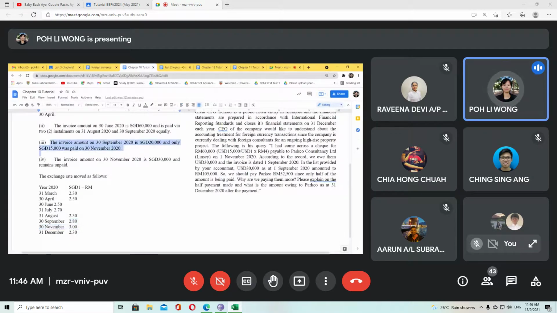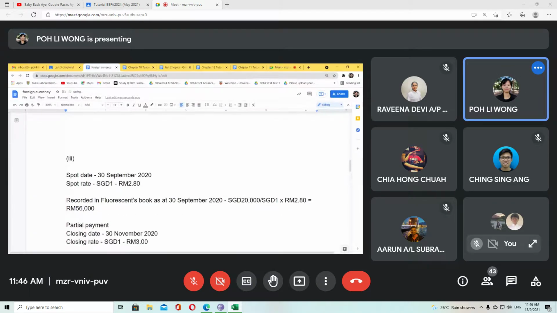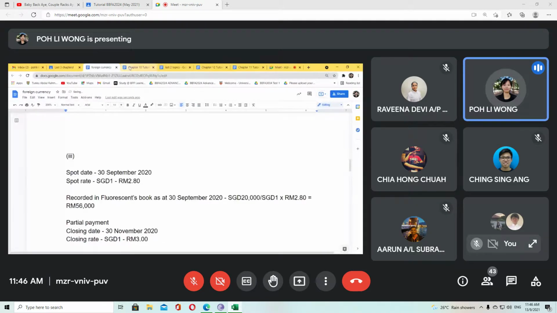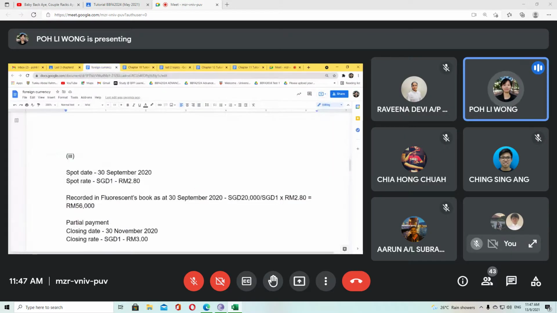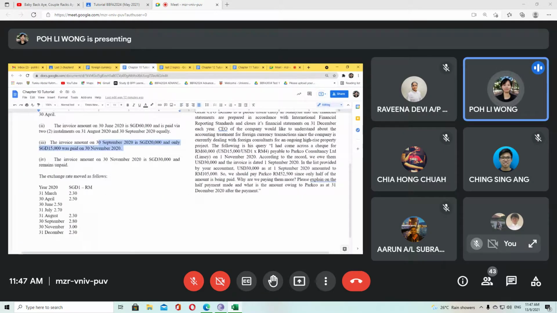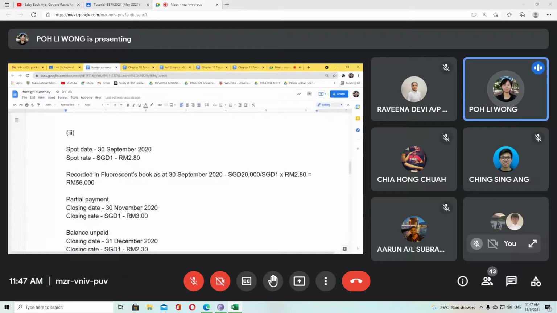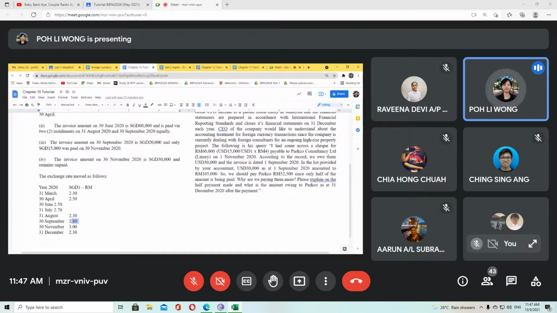Question number 1-3, the invoice amount on 30th September is okay. So here we have spot date and we have spot rate again. So your spot date was 30th September. Your spot rate will be 2 ringgit 80 cents. Okay. So recorded in Florissant's book as at 30th September 2020, we have 20,000. Okay, we will still take in as whole. All right, even though the question mentioned only partially was paid, we will still take in as a whole.